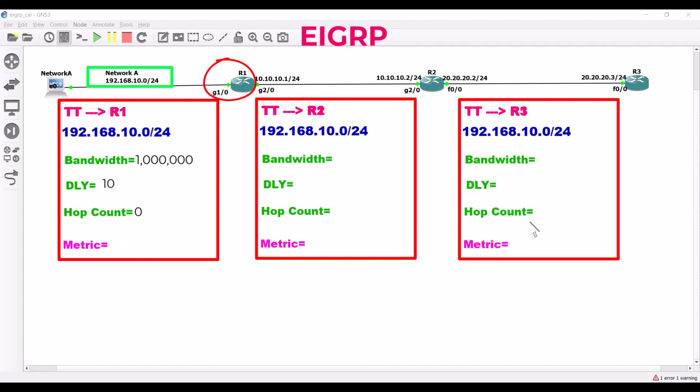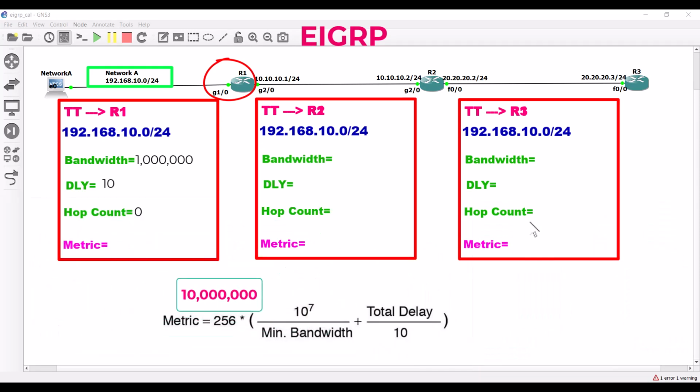Now it is time to replace the values, so metric equals 256 times (10 million divided by 1 million plus total delay divided by 10), and the answer would be 2,794.